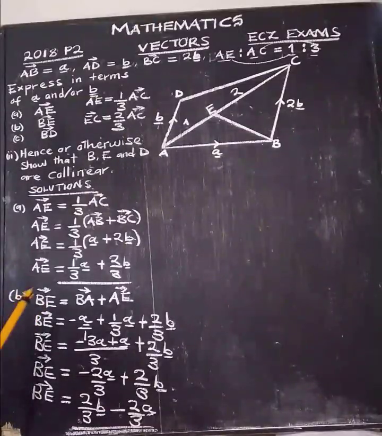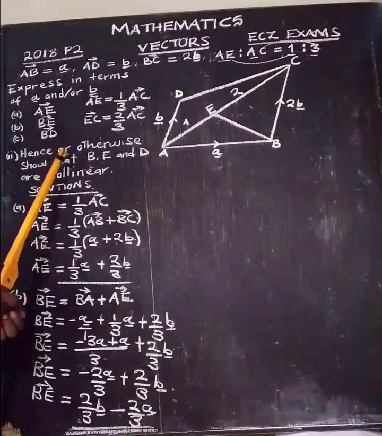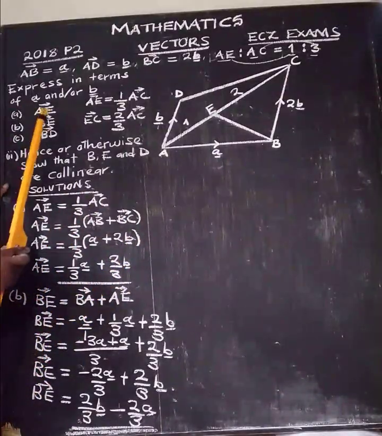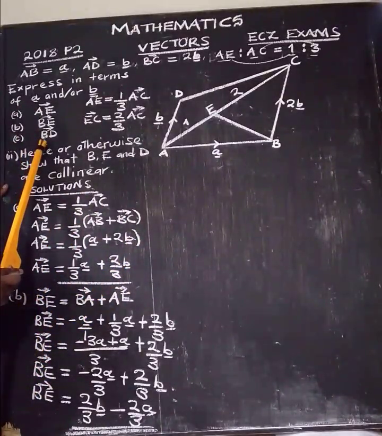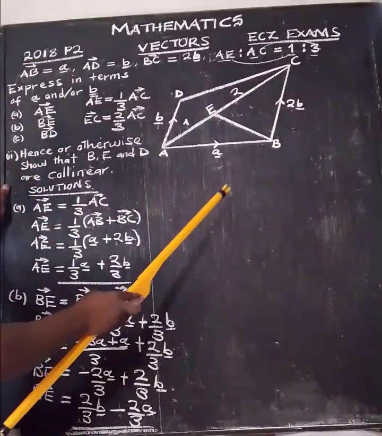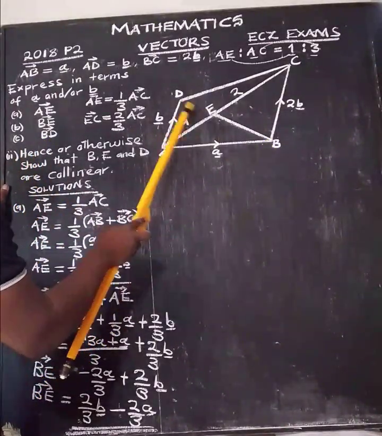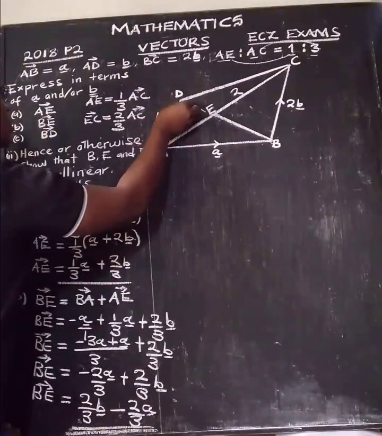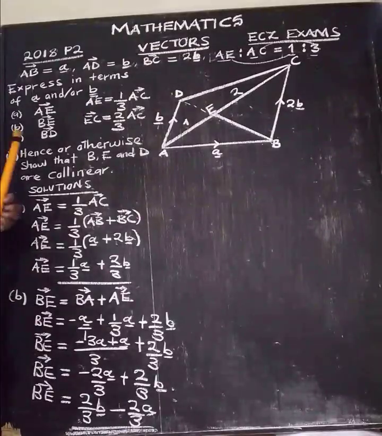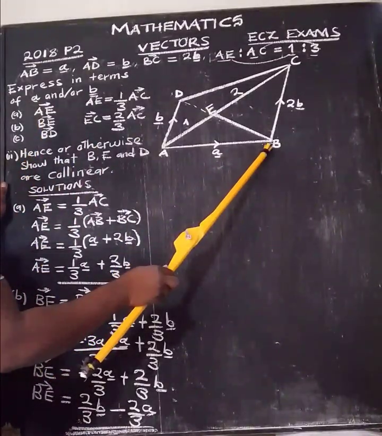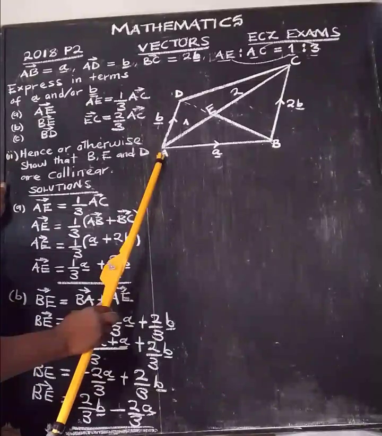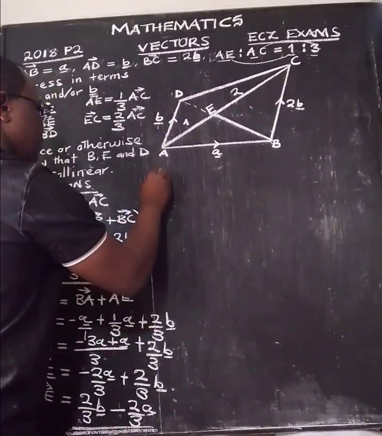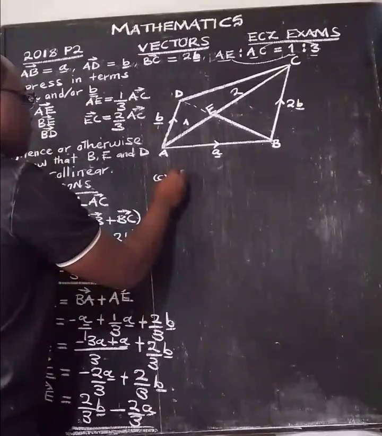Okay, for question B. Then let's go to question C. Now question C, they want us to express BD. Where is BD? BD from B to D. So how can we move? From B to D, you can just say BA plus AD. As simple as that. It is very simple.